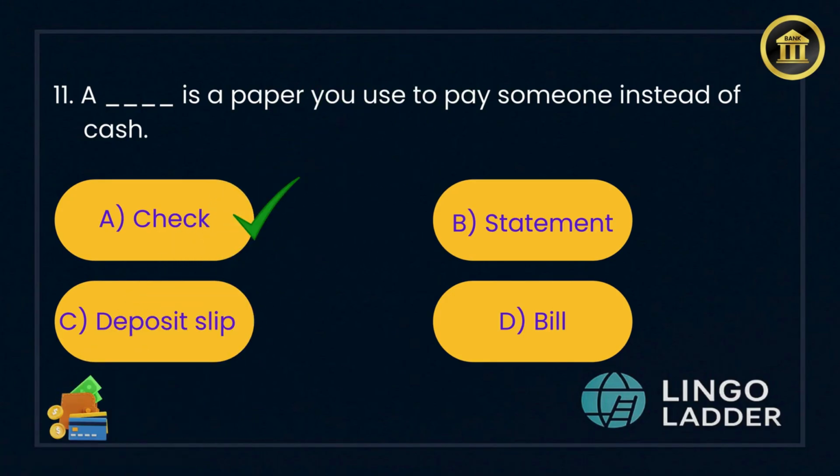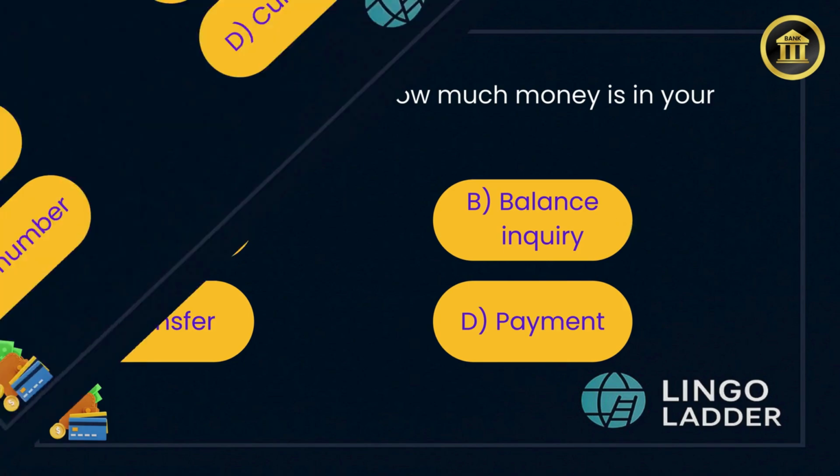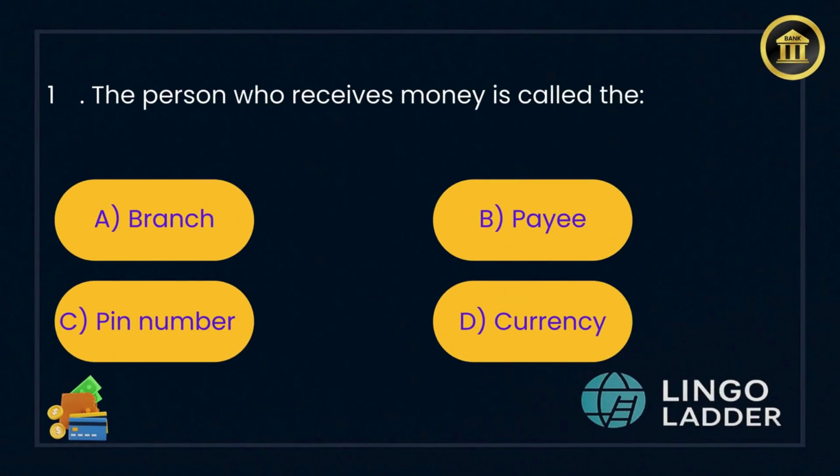Correct answer is check. 12. When you want to know how much money is in your account, you make a balance inquiry. 13. The person who receives money is called the payee.